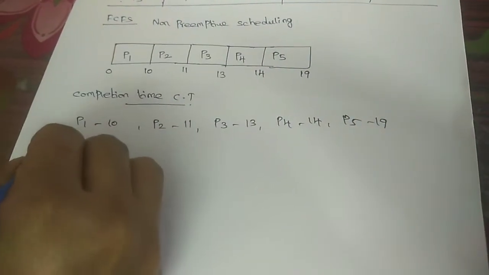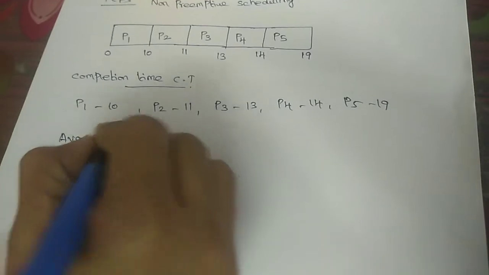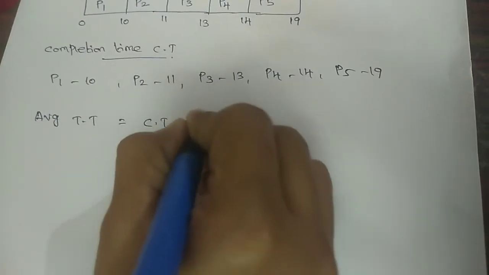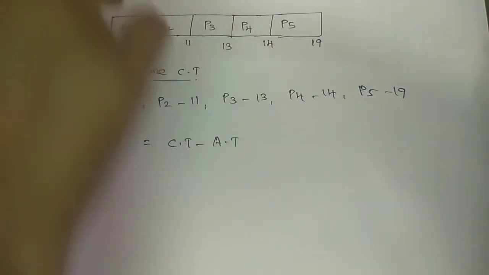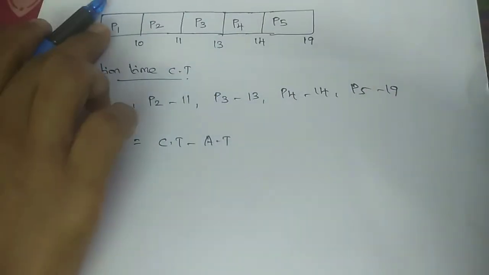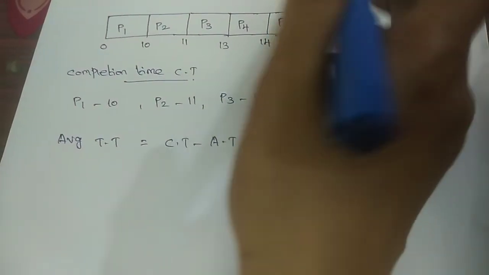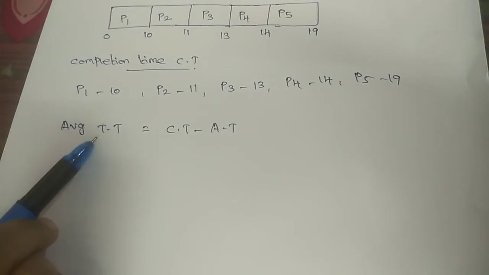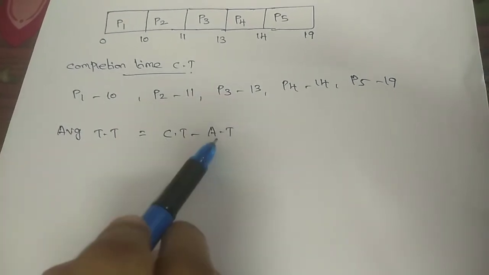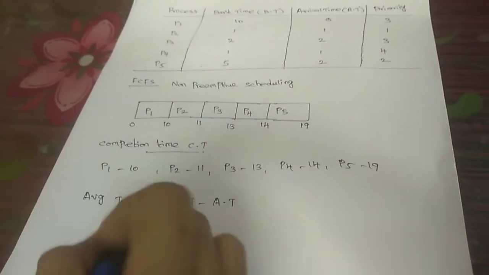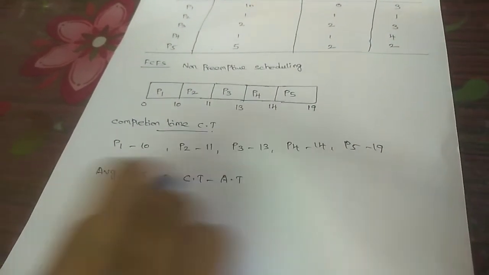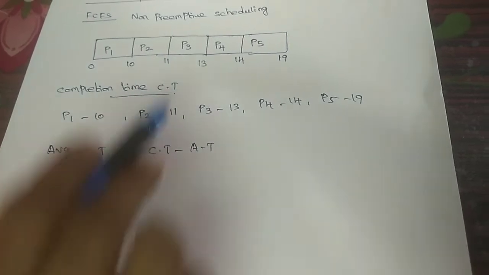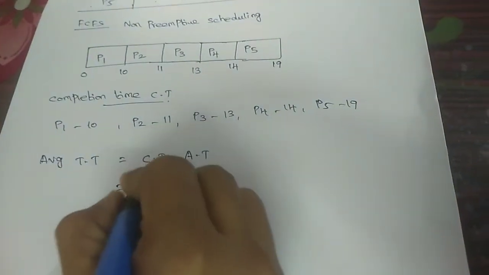Next we are going to calculate the average TT, that is turnaround time. The formula for TT is CT minus AT, that is completion time minus arrival time. Arrival time has already been given. In the case of FCFS you won't see the arrival time used for scheduling, because it is non-preemptive, but when you calculate the turnaround time and the waiting time, you must subtract it from your CT. So for P1, the completion time 10 minus its arrival time 0, that is 10.